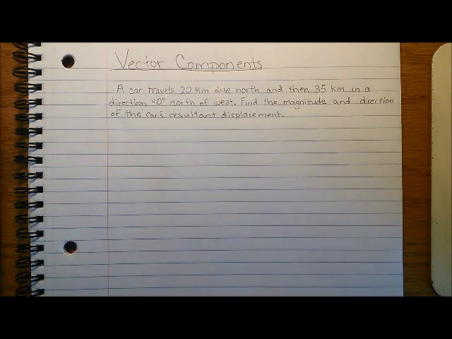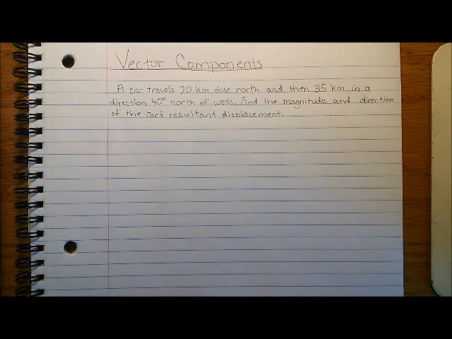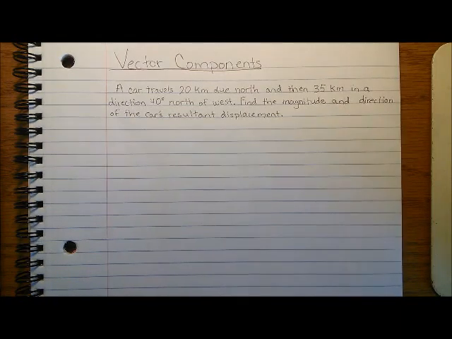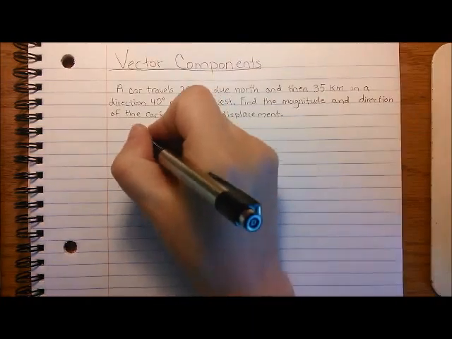Let's start by drawing it out. When we draw it out, you'll see why we have to use components and can't simply use Pythagoras and the inverse tangent. First, we'll draw a compass.